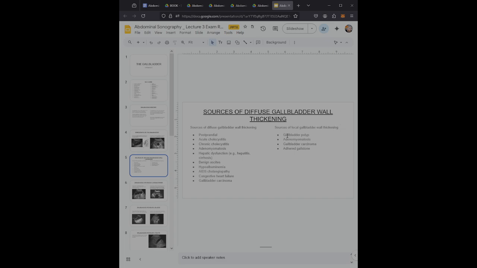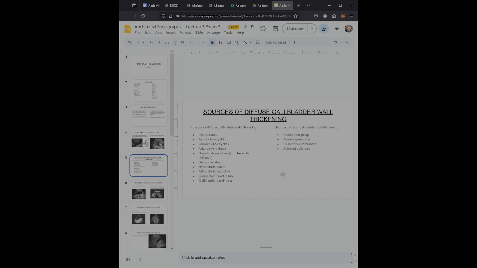Focal gallbladder wall thickening comes from gallbladder polyps, also adenomyomatosis, carcinomas, and adhered gallstones. And causes of non-visualization include a cholecystectomy or a gallbladder completely filled with stones, and what we call the wall echo shadow sign. In the wall echo shadow sign, the gallbladder is completely filled with stones and becomes very difficult to delineate from surrounding liver tissue.